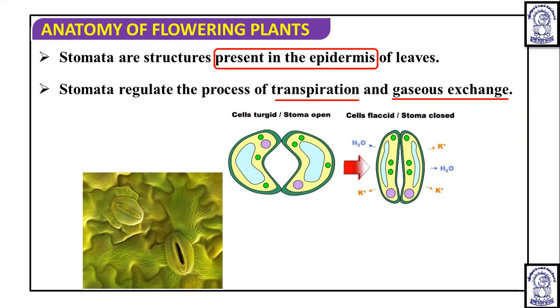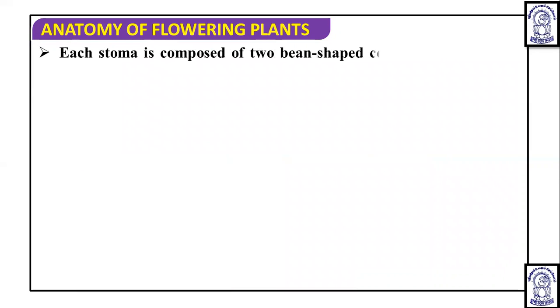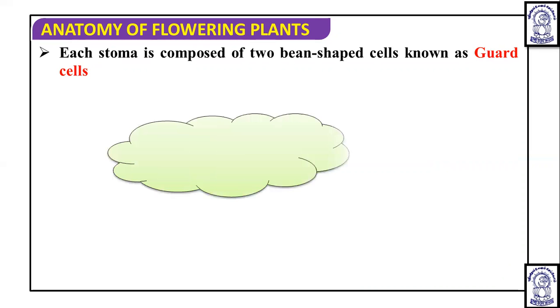This is what is observed. When the guard cell becomes flaccid or shrinks because of water loss, this leads to the closing of the stomata. As you can see, water is going outside and they are getting closed, as shown in the diagram. Each stoma is composed of two bean-shaped cells known as guard cells.